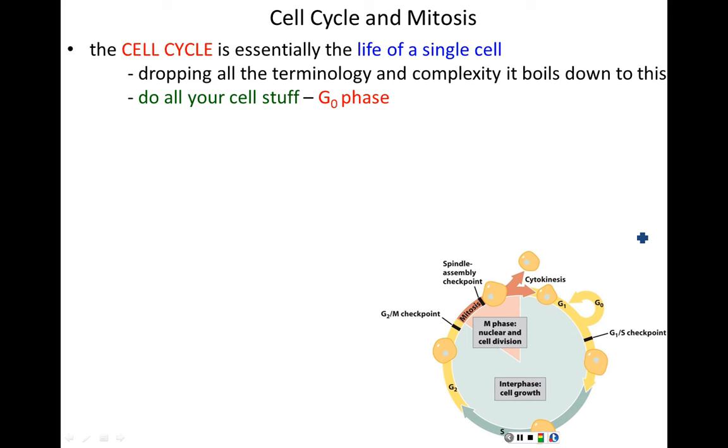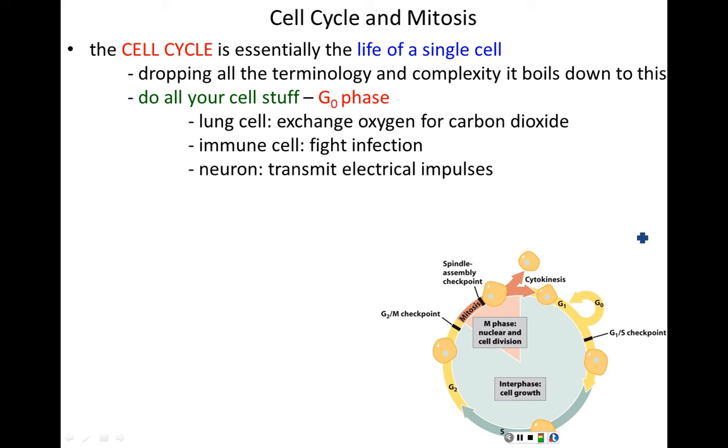G0 is when the cell does all of its cell stuff. This is the non-dividing phase. You have a lung cell. Most of that time, that lung cell is gathering oxygen from blood, shuttling that oxygen to the rest of the body through the bloodstream, taking up carbon dioxide from the incoming blood, and throwing that carbon dioxide out so it can be exhaled. That's the job of a lung cell, and the lung cell does all that stuff in G0. However, when it's time for the lung cell to divide, it must fall out of G0 and enter the cell cycle process proper.